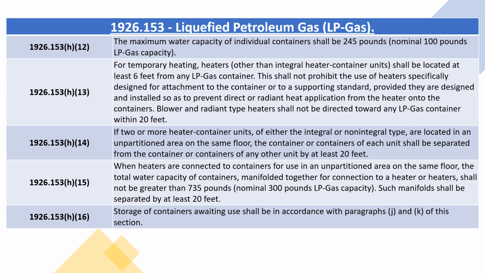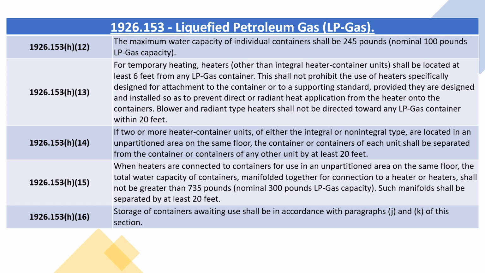1926.153(h)(13) For temporary heating, heaters other than integral heater container units shall be located at least 6 feet from any LP gas container. This shall not prohibit the use of heaters specifically designed for attachment to the container or to a supporting standard, provided they are designed and installed so as to prevent direct or radiant heat application from the heater onto the containers. Blower and radiant type heaters shall not be directed toward any LP gas container within 20 feet.